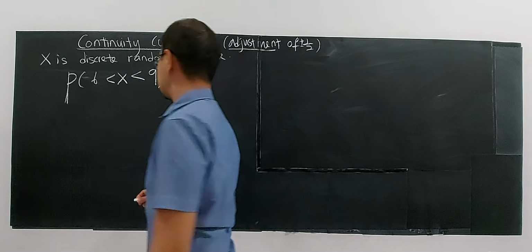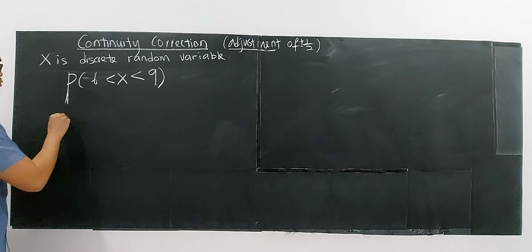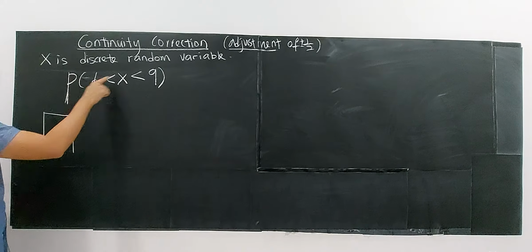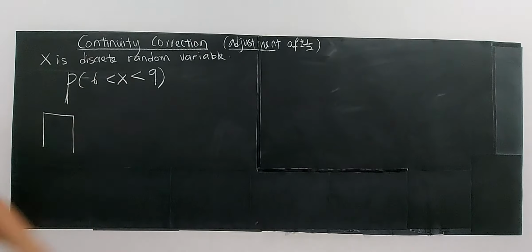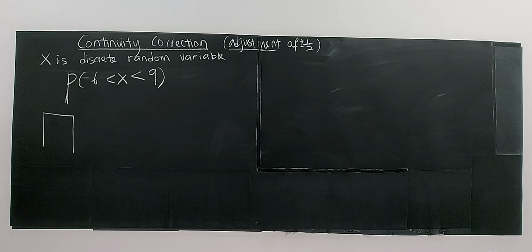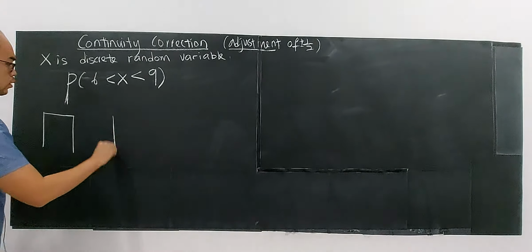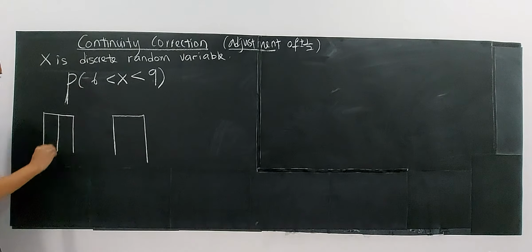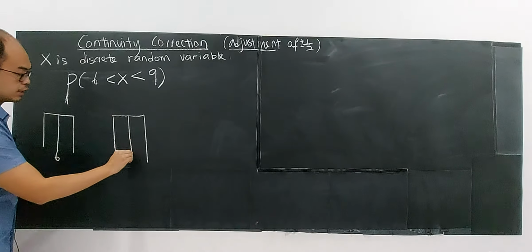So what you do is you draw the box. Now you have two numbers, right? You have 6 and 9. So if you have 6 and 9, you draw two boxes. So there are two boxes. Definitely here will be 6, right? Here will be 9, right?